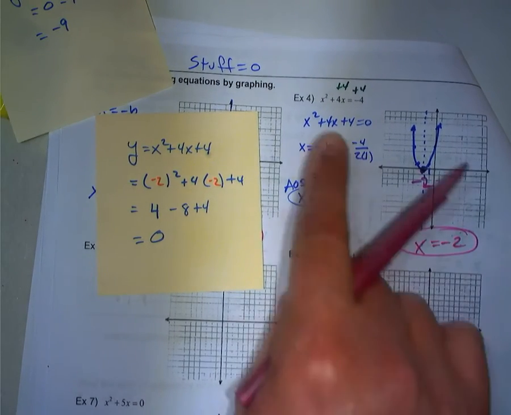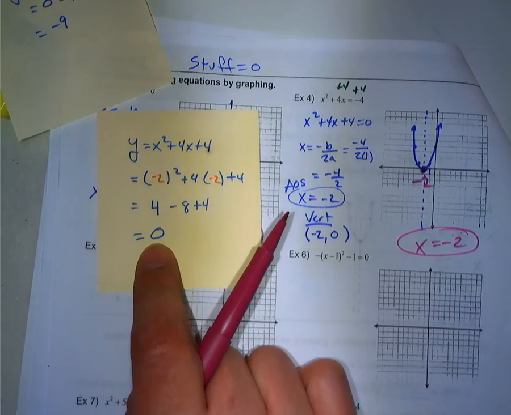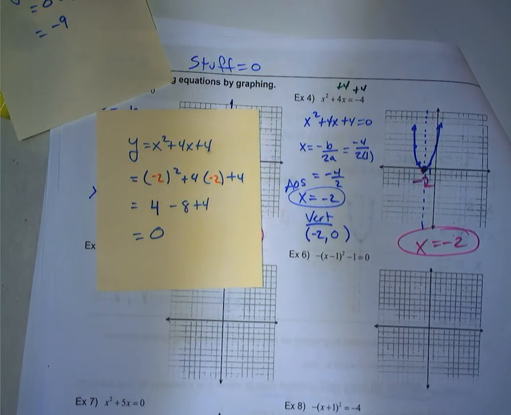If I plugged in negative 2, we did it right here, we got 0. And that's what we're looking for, is where does this function give me 0? That's also known as a 0 of the function. It's also known as an x-intercept. Okay?